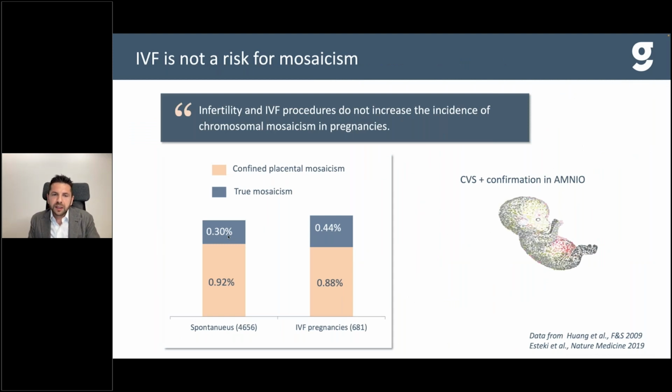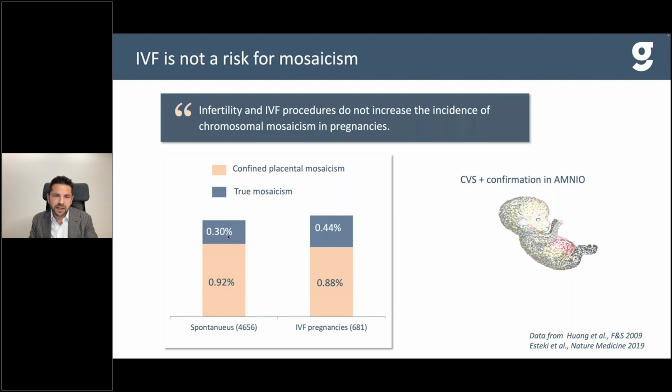Another important piece of information that we should bear in mind is that mosaicism is not increased during IVF procedures. So pre-implantation embryos during a PGT-A treatment cycle should not have a higher mosaicism rate as compared to spontaneous pregnancies or conception.